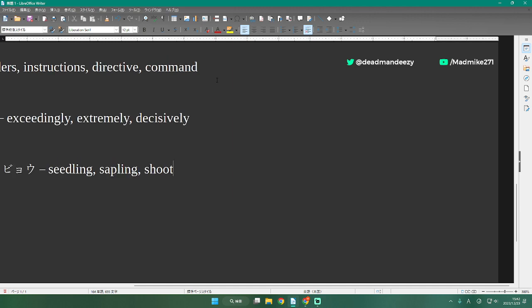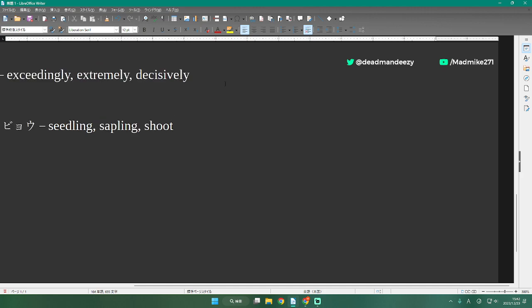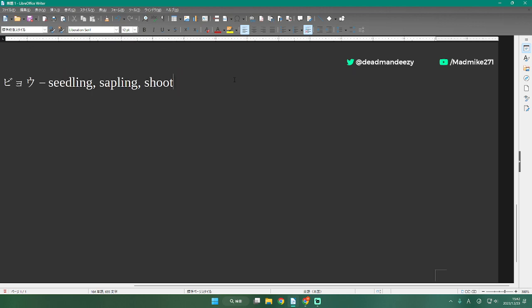Orders, instructions, or a directive and command is shire. Shi on the left side for pointing out, and re on the right side for commands or orders. Exceedingly, extremely, or decisively is kiwamete. Kiwameru being our verb for doing something to extremes. Kiwamete is to do something exceedingly or extremely. And finally, a seedling, sapling, or shoot is a nae, with our grass radical over a field, alternately pronounced nawa in conjunction with another kanji, or byo.